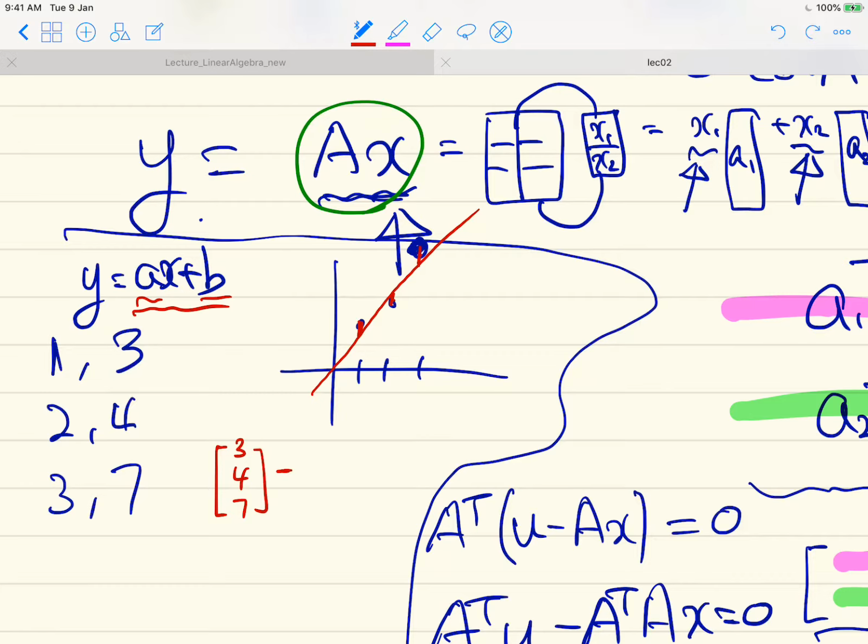Okay, then it is represented as a times 1, 2, 3 plus b times what? 1, 1, 1. Okay. So does it make sense, right? Any questions so far?